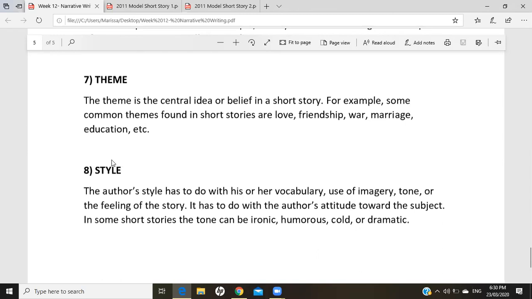And the last thing is style. So the author's style has to do with his or her vocabulary. So again, you see the vocabulary thing coming up, right? So the author is the person who is writing the short story, which should be you. So your style of writing has to do with, you know, the vocabulary, so the words you use. The next thing is, or even the use of imagery. And we have 5 different types of imagery. Felicia, do you remember them?